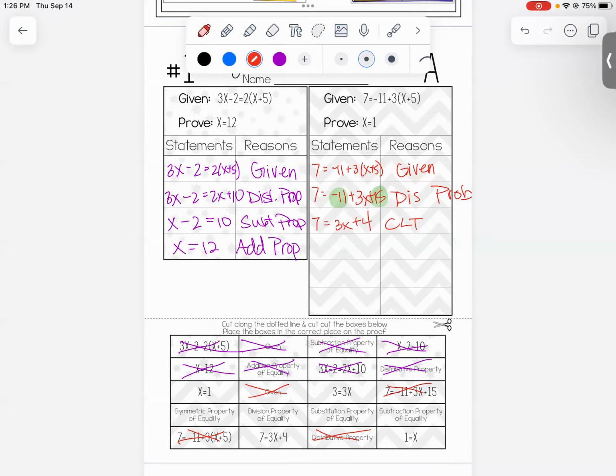So then there's that one. We can get 3 equals 3x by using the subtraction property. We can get 1 equals x by using the division property. And then we need x equals 1, so there's where we do the flippity symmetric property.